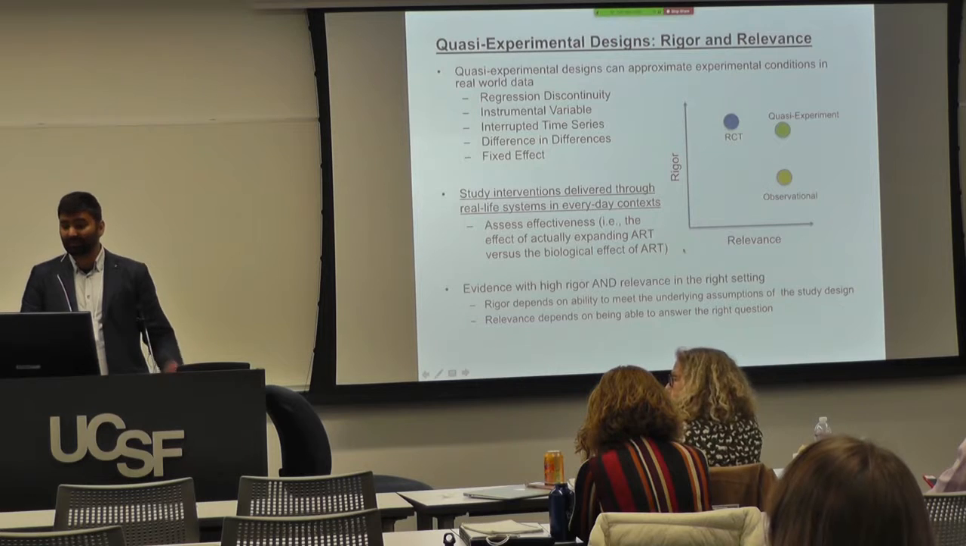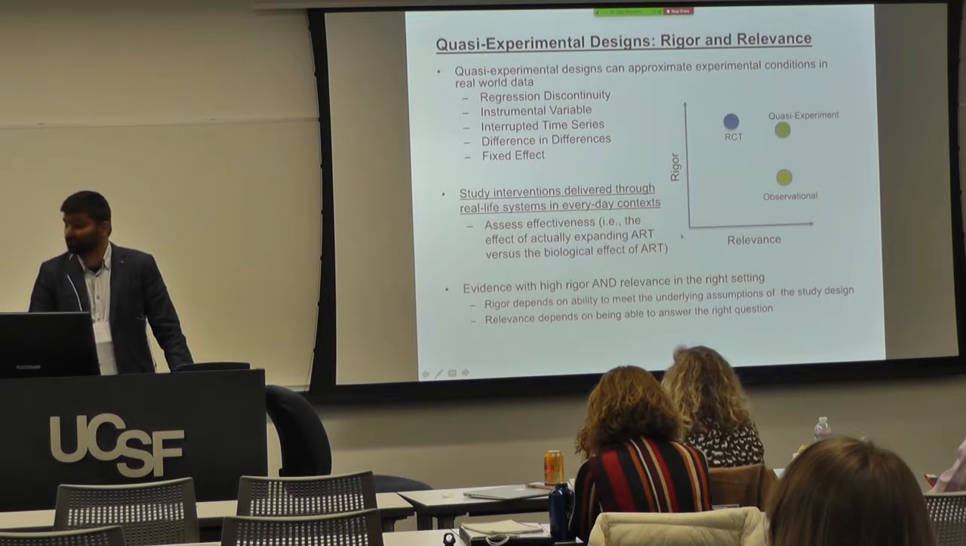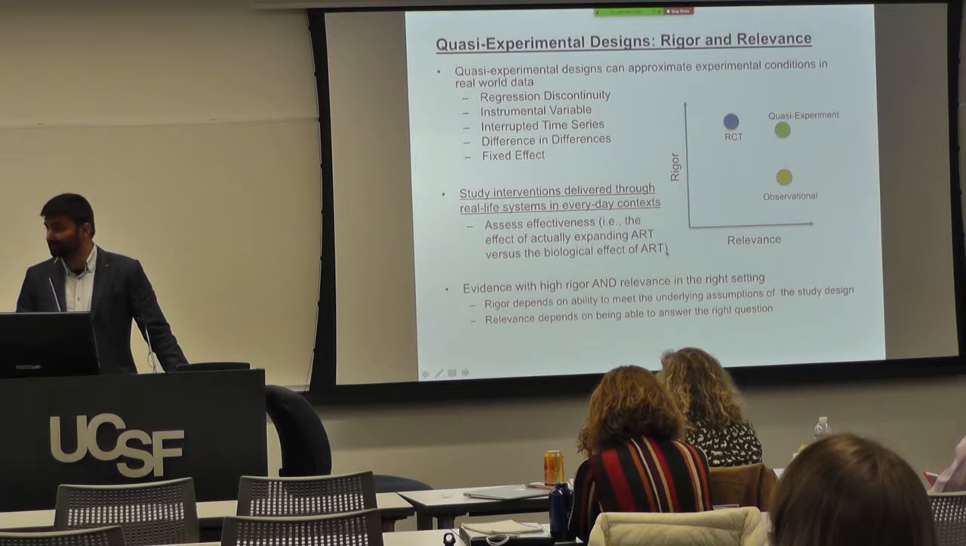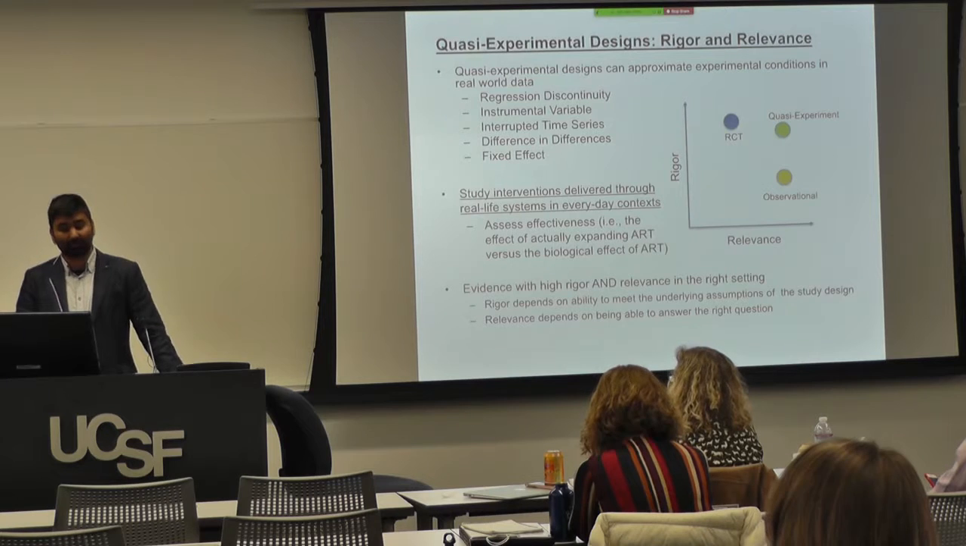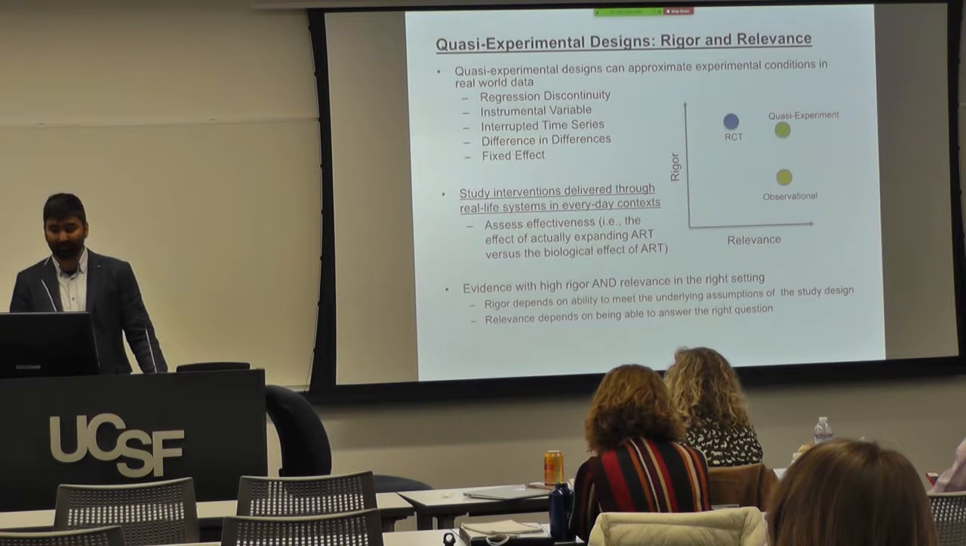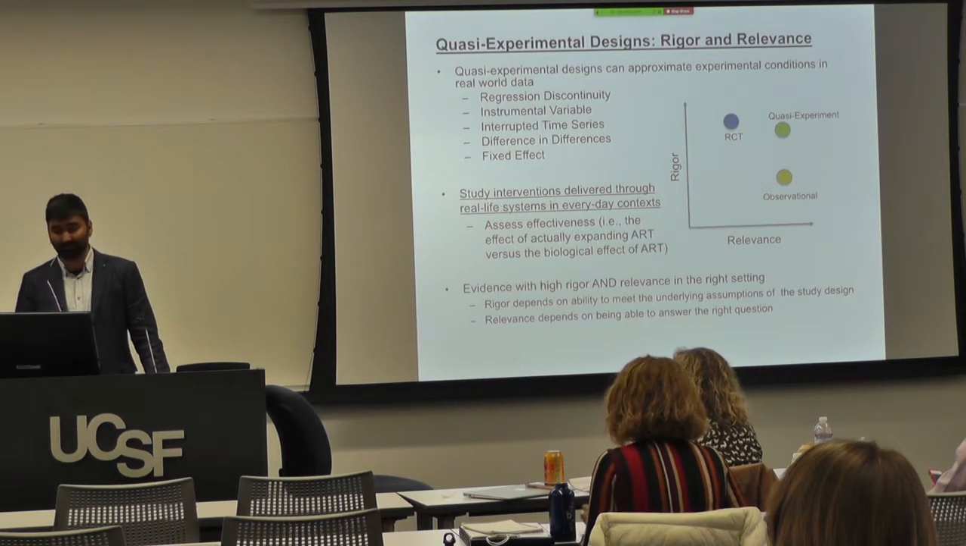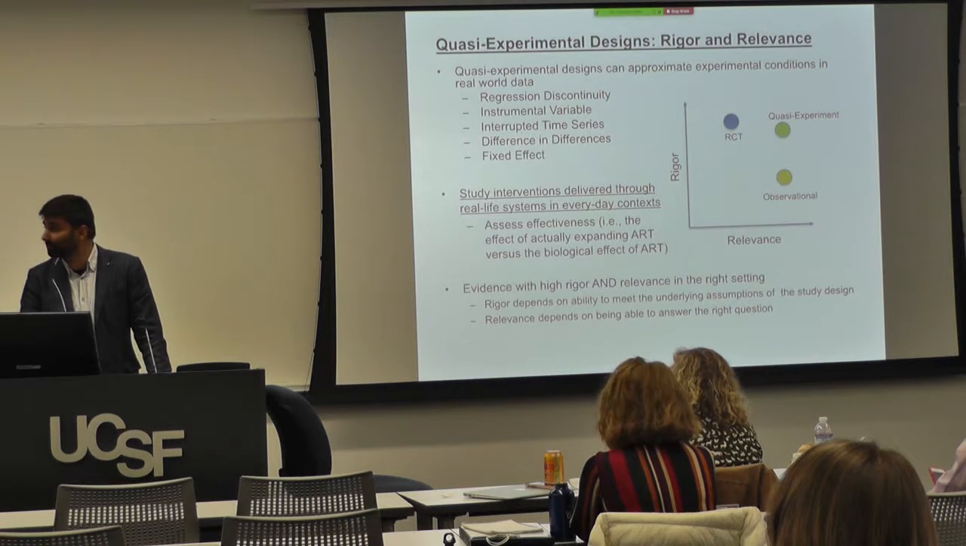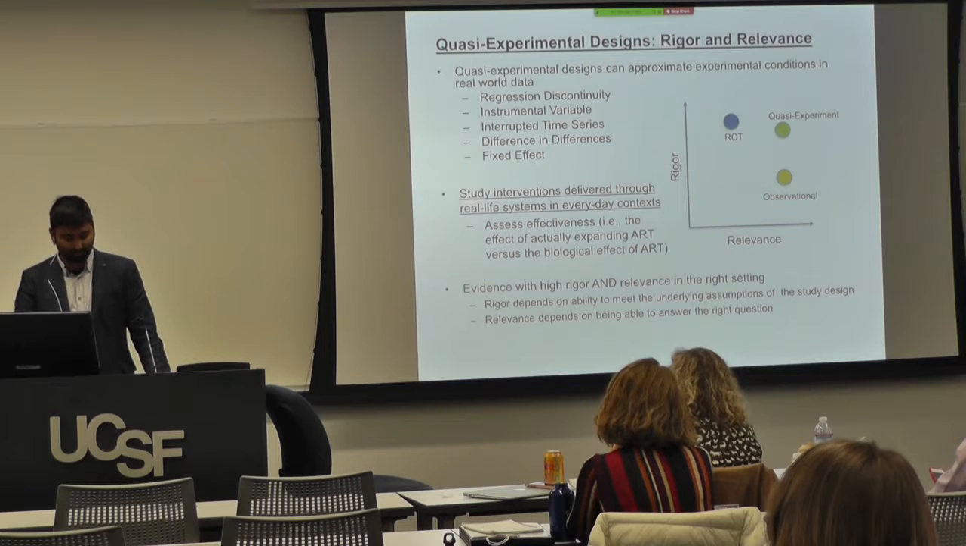Thus, by studying interventions in their real-life systems, you potentially can generate evidence with high rigor and relevance, but this has to be done in the right setting. And the right setting means that to establish rigor, you do have to be able to meet the underlying assumptions of the study design, which is not necessarily easy. And then also you have to have the right situation where you can answer the question that you really want to be answering to create the relevance.